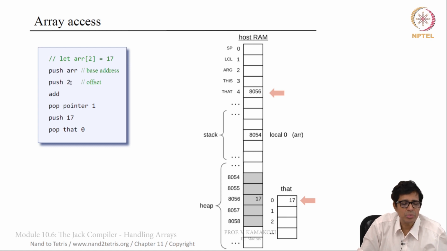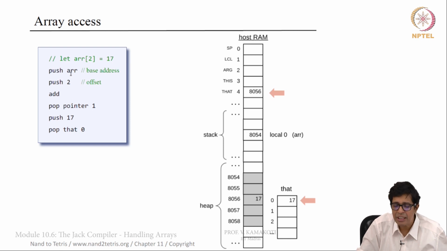When I say add 2, I add 2 to the base address of ARR. So that will now be the address in which I want to store 17. Suppose ARR is stored at 8056, then 8058 is where I need to store 17. ARR's base address is 8056, and 8058 is where I am going to store 17.